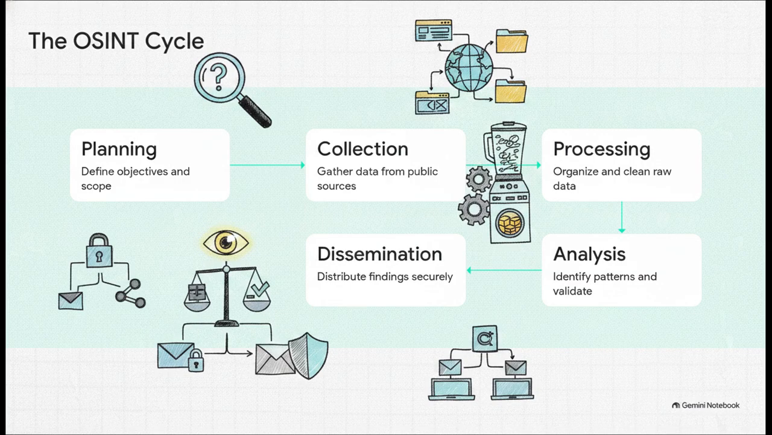First, you have to define your scope and objectives. What exactly are you trying to find? Then, you collect your data from public sources. Next comes processing, which means organizing and cleaning that raw data. This could be as simple as formatting a messy spreadsheet or translating a foreign website. Then you analyze it all to identify real patterns and separate the facts from the noise. And finally, dissemination, which is just a fancy way of saying you share your findings securely.